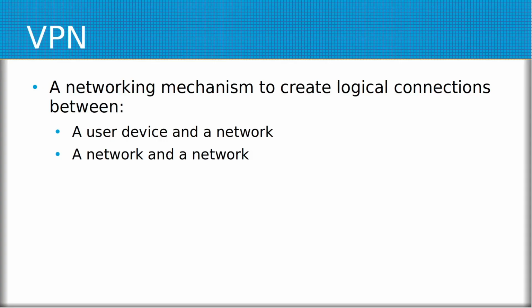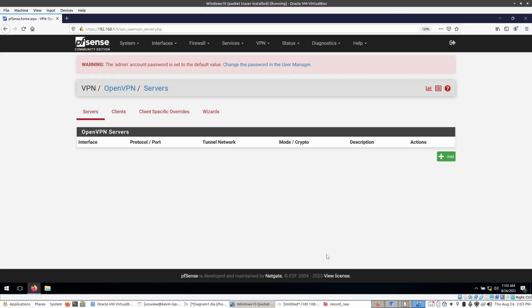To start with, I think it's a good idea to explain exactly what a VPN is. A VPN is a networking mechanism to create logical connections between either a user device, like a phone or a laptop, and another network, or a way of bridging a network to another network. So I'll try and give you a visual example of what this means.